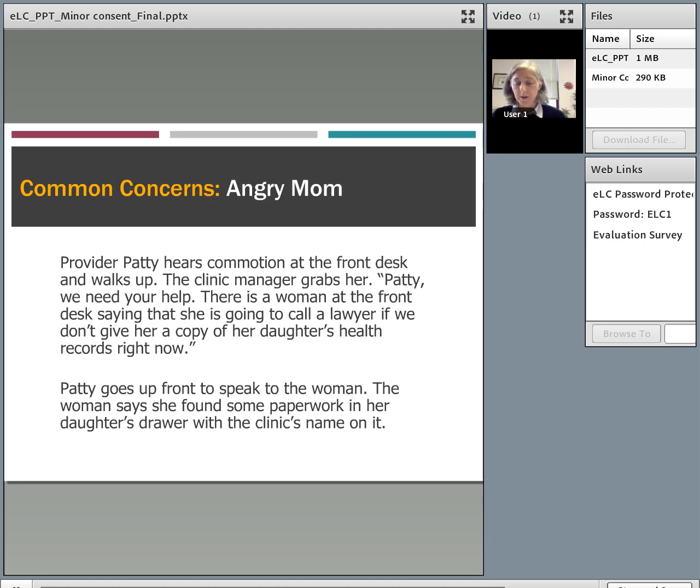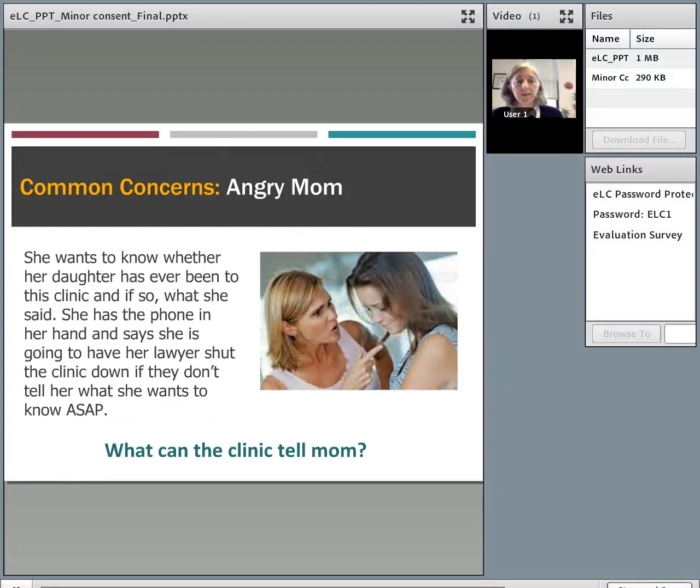Okay, the next case. Let's walk through it and then we're going to frame it. In this case, provider Patty hears commotion at the front desk and walks up. The clinic manager says, Patty, we need your help. There's a woman at the front desk saying she's going to call a lawyer if we don't give her a copy of her daughter's health records right now. Patty goes up to speak to the woman. The woman says that she found some paperwork in her daughter's drawer with the clinic's name on it. She wants to know whether her daughter has ever been to this clinic, and if so, what her daughter said and what services she received.